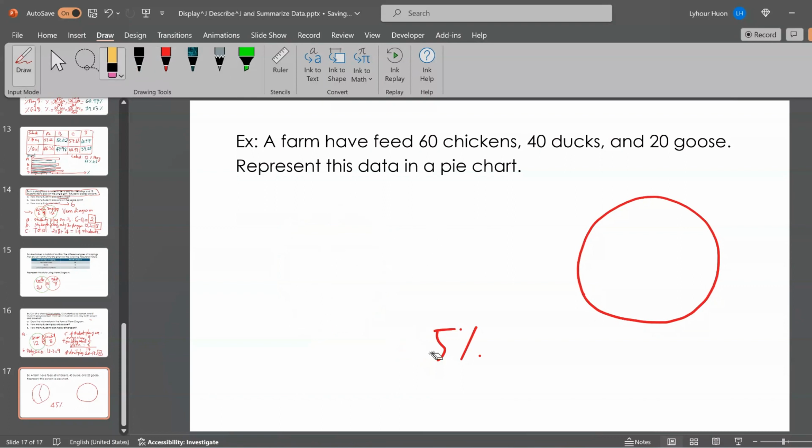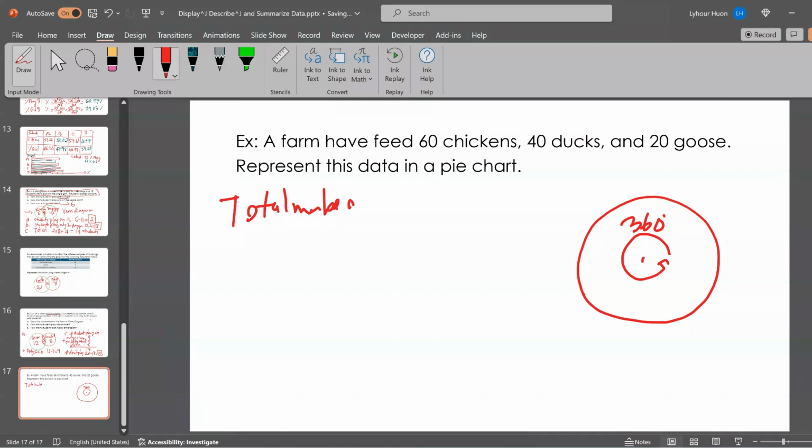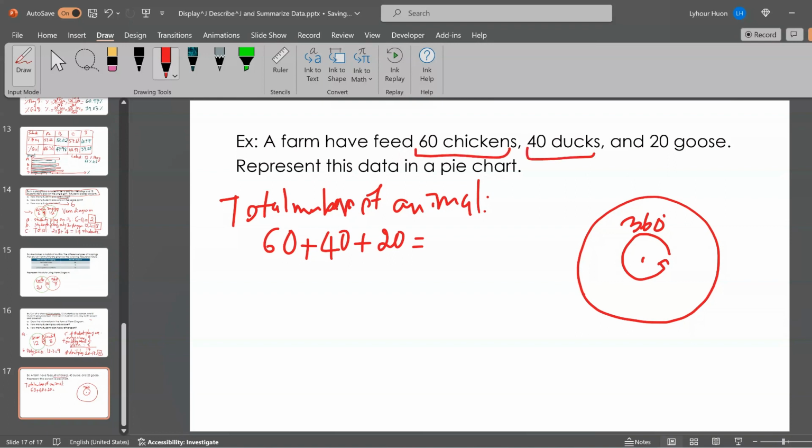So what we should do in a pie chart, similar to the percentage, is to find the degree inside a circle. We know that a full circle has 360 degrees. First we need to find the total number of animals, which is 60 plus 40 plus 20, because on the farm we have chickens, ducks, and geese.